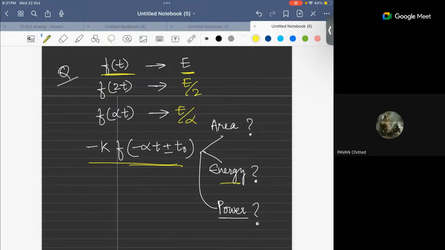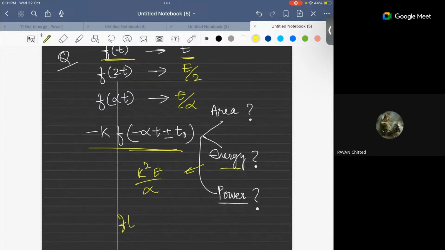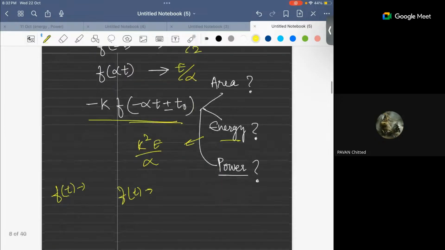Sir, energy is k square E by alpha. Yes, k square E by alpha is correct. Energy is finite, so power is zero. No, for power you consider the signal itself as a power signal. Consider f(t) as a power signal for calculating power. Let's say f(t) is a power signal. Then what will be the power for this type of signal? Okay, you got it right.